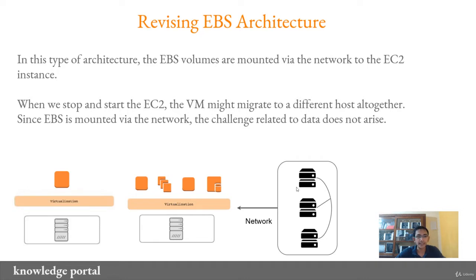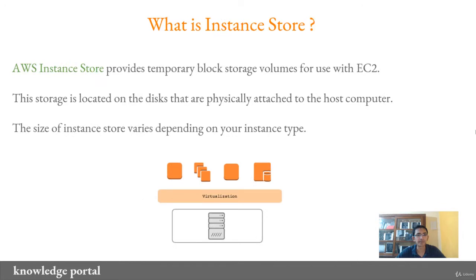Now, since EBS volumes are mounted over the network, even if your virtual machine or your EC2 instance is running on a different physical host altogether, your data will still be present because your EBS volumes will be mounted to the EC2 instance. So that is what the basic EBS architecture is.